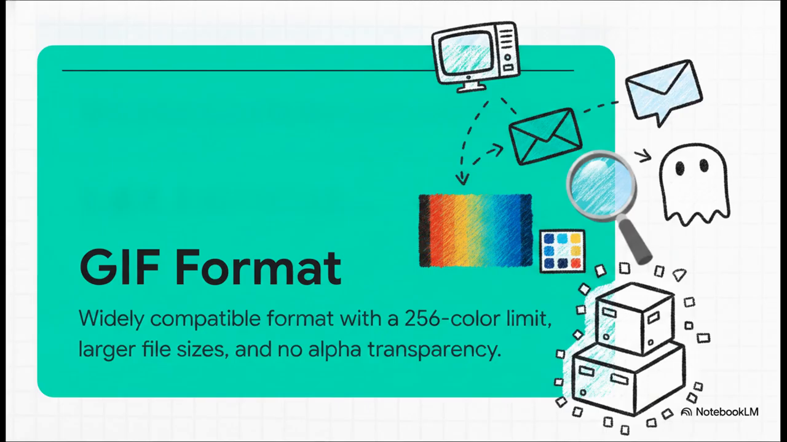But that rock-solid compatibility comes at a pretty steep cost. It's heavily limited to just 256 colors. What does that mean? Well, smooth color gradients are going to look blocky and banded, and the overall image quality really suffers. Plus, the file sizes are notoriously large, and it doesn't even support full alpha transparency. That's why you often get those ugly, jagged white borders around transparent images.